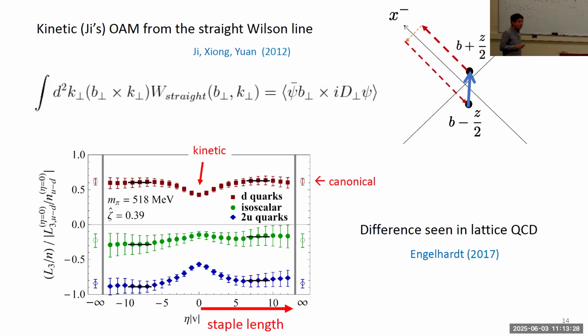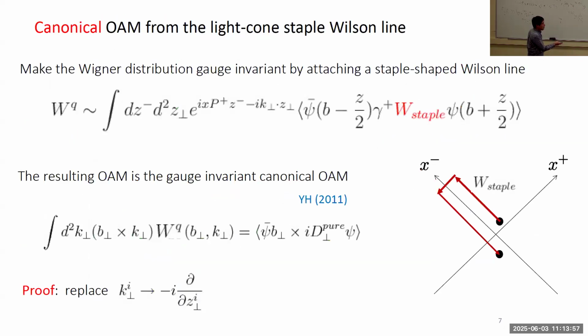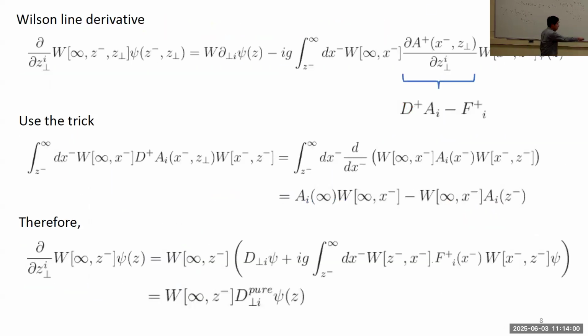Can you maybe give me a physical interpretation of the different ways to close the loop? Yeah, that's a very good question. I suggest you look at the paper by Matthias Burkardt, which was written in 2012, I think. He has a very nice physical interpretation. So the difference is this field strength tensor, F plus i. And you have a nice physical interpretation.